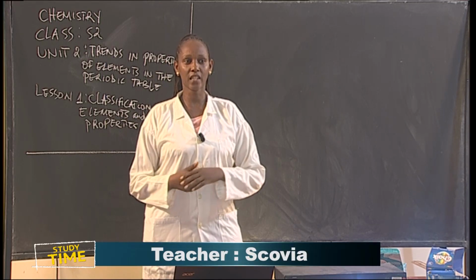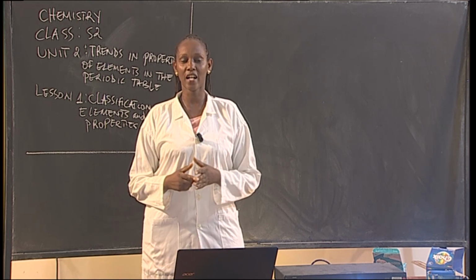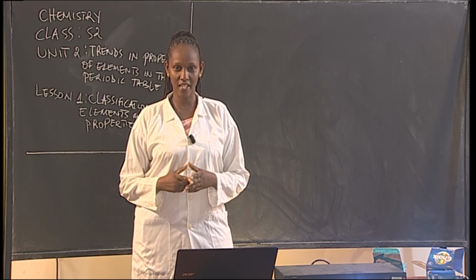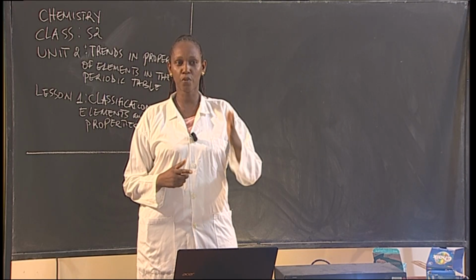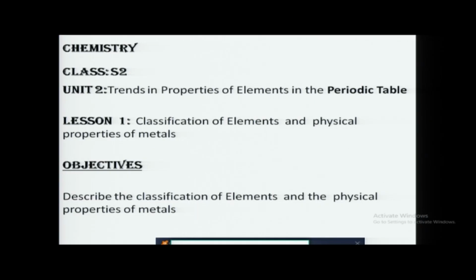Today we are starting Unit 2, which is Trends in Properties of Elements in the Periodic Table. We are starting with Lesson 1, which is Classification of Elements and Physical Properties of Metals.